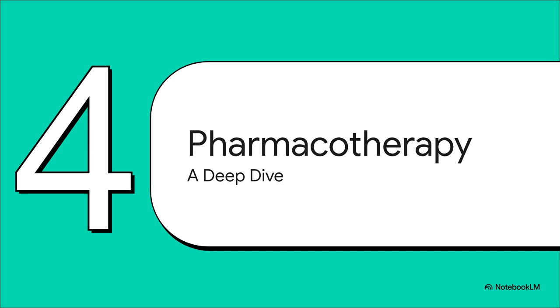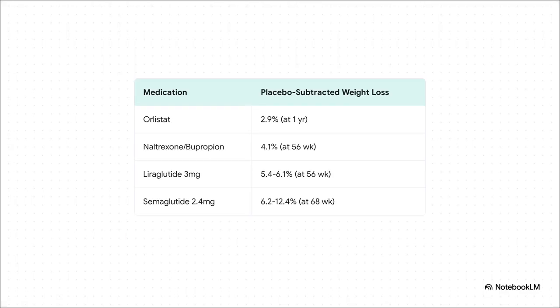And now for the core of this explainer, the medications. This is where your expertise as a pharmacist is absolutely critical. This is where we ensure patient success, safety, and of course, adherence. Here's a quick snapshot of efficacy for the main therapies. And what this chart really highlights is the evolution of treatment. While older agents like orlistat give pretty modest results, that jump to over 12% placebo-subtracted weight loss with semaglutide just shows what a total game changer the newer GLP-1 class has been for our patients.